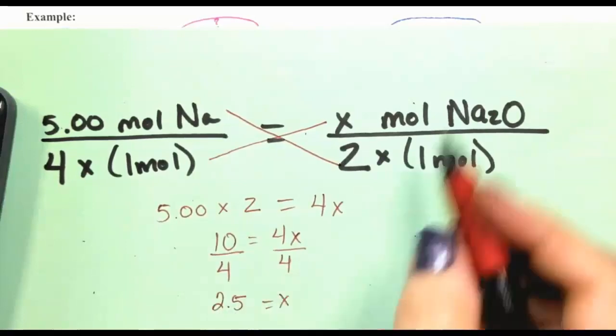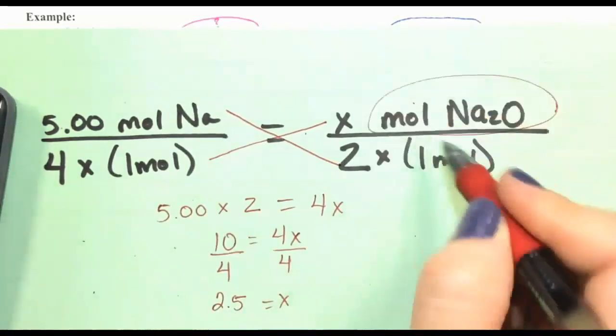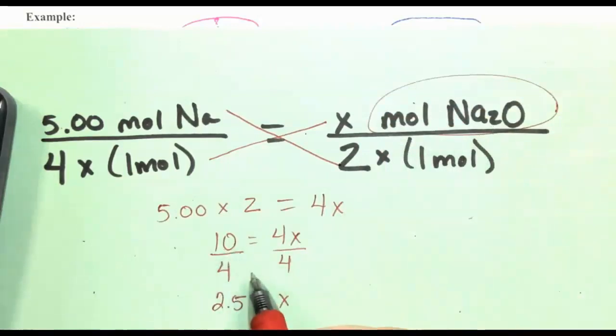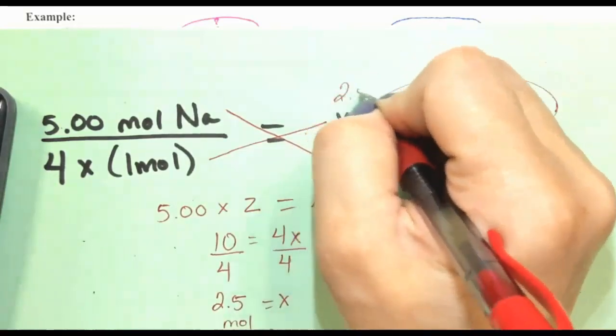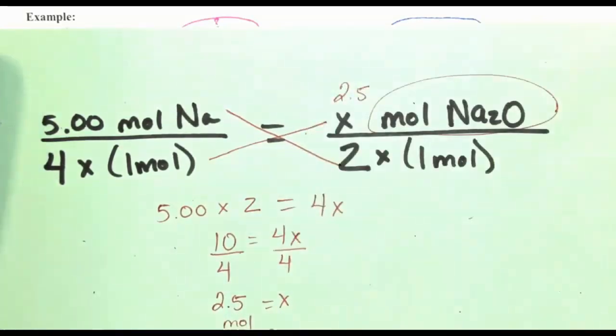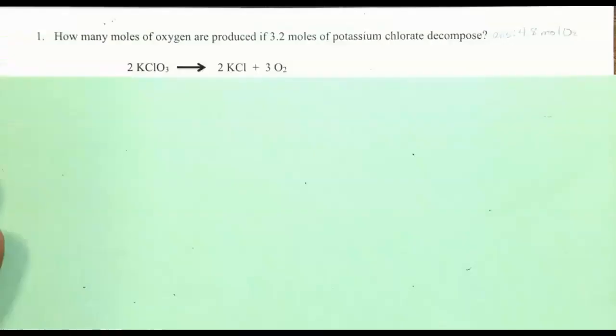And this is going to have this unit here of our final answer. That's 2.5 moles of sodium oxide is our final answer. So this should be 2.5 moles of sodium oxide. Let's try the next example.